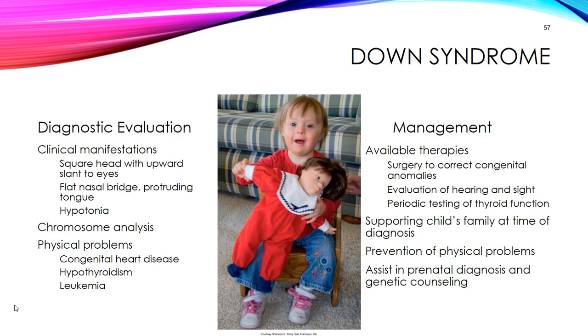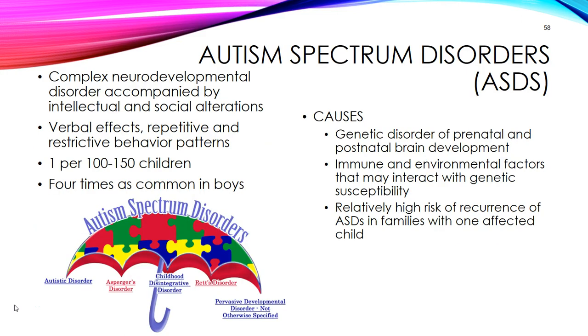One of the biggest concerns, though, we worry about with Down syndrome, not just the cognitive delays, but the physical problems. They have a much higher rate of cardiac disorders, specifically like septal defects. They have a much higher rate than the general population of leukemia. They also have a high rate of hypothyroidism, so monitoring for that.